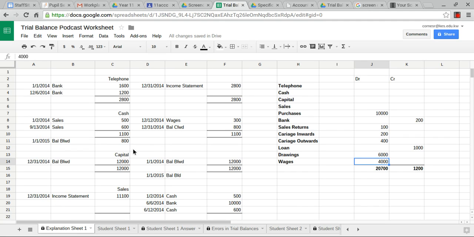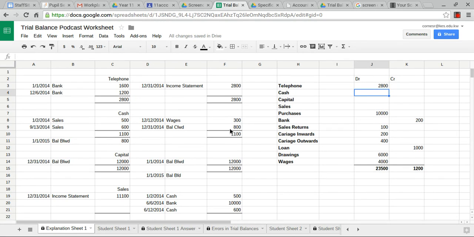Here we've got the four remaining ledger accounts, and they've already been balanced off for us. The telephone account is balanced off at 2,800, and that's going to the income statement as an expense. It will appear in the income statement as a debit, and therefore, following double entry as well, we need to put 2,800 into the trial balance.